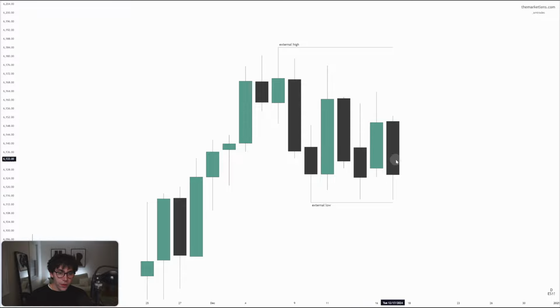Anything internal is avoided, and we can see how there's a lot of back and forth price action that we do not want to participate in because we're avoiding these unnecessary losses that can take place.